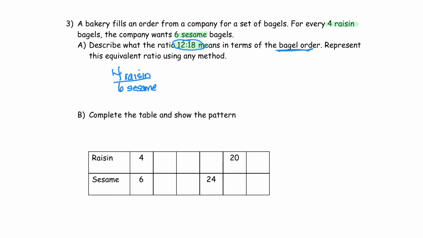Well, I think actually before I answer that, I am going to go down and actually complete the table, because I know that tables can be really helpful to answer questions. And you can go ahead and do this. So let's look at the ratio table. So here I see I have my raisin order. For every 4 raisin, I have 6 sesame.